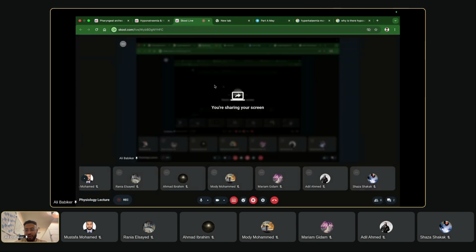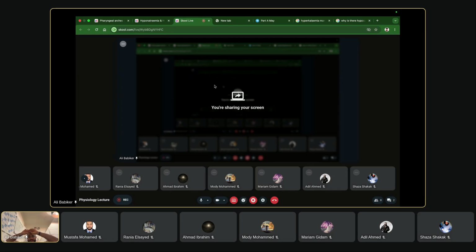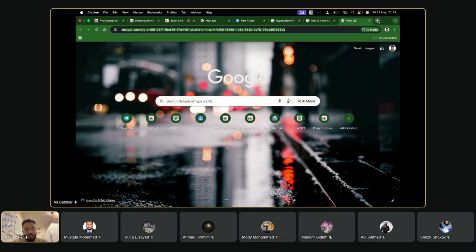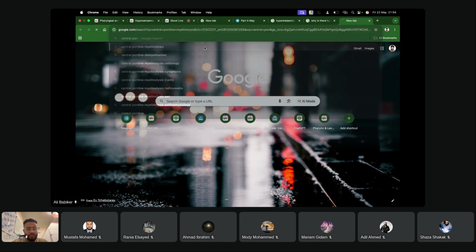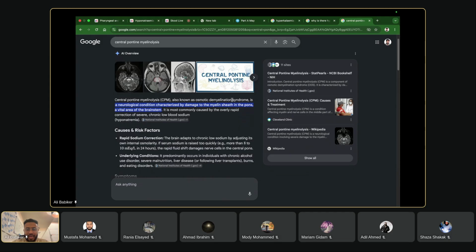We correct it slowly to avoid demyelination of the cord. Think about it. If your sodium is low or high, that means the cells in the brain get used to a specific sodium. Central pontine myelinolysis, also known as osmotic demyelination syndrome, is a neurological condition characterized by damage of the myelin sheaths in the pons and vital areas of the brain.